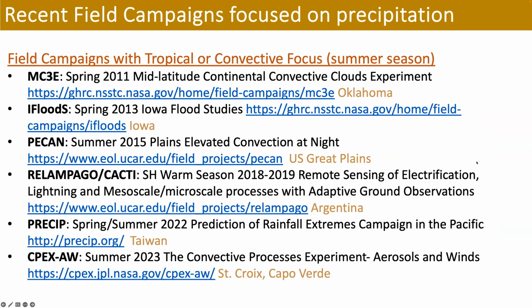This group is all focused on tropical or convective type field campaigns. They took place in the Great Plains in Oklahoma and Iowa, Argentina, Taiwan. The PRECIP one was a really great data set that's been collected there, and I think it's just now available for anybody to use. CPEX was last summer, I should say 22 recently, so data is still coming. Hopefully you got a shot of that. I can give you slides. These are being recorded, so someone can get this later.